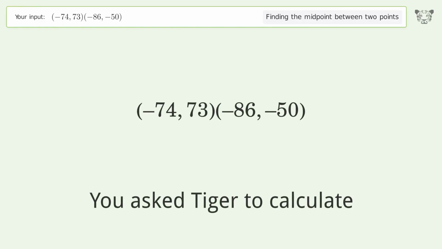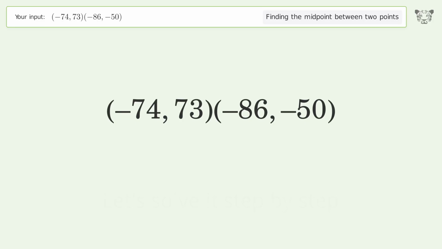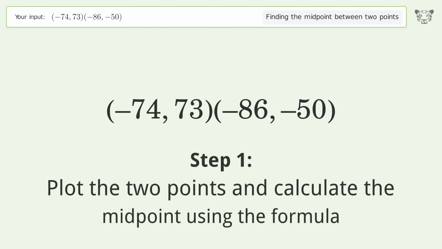You ask Tiger to calculate. This deals with finding the midpoint between 2 points. The midpoint between the 2 points is -80, 11.5. Let's solve it step by step. Plot the 2 points and calculate the midpoint using the formula.